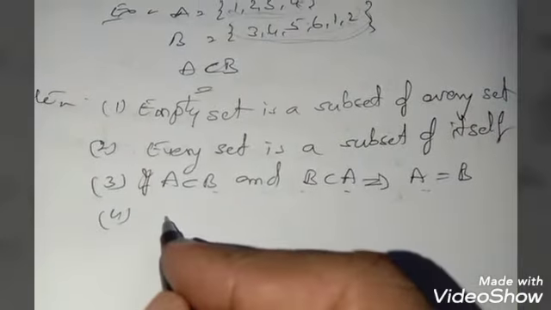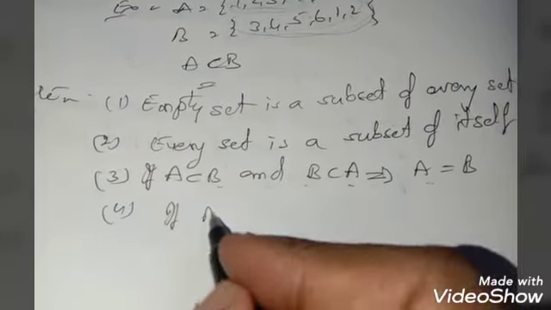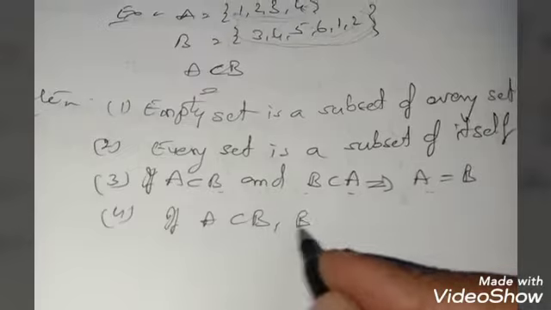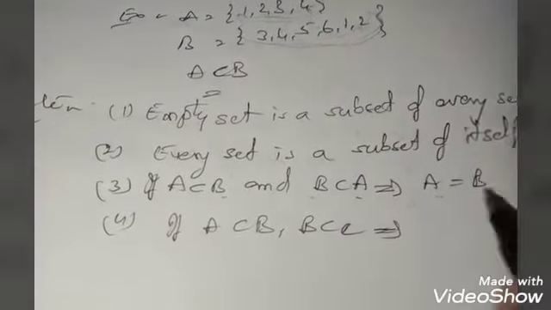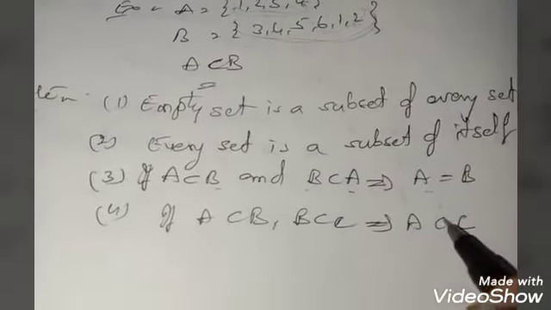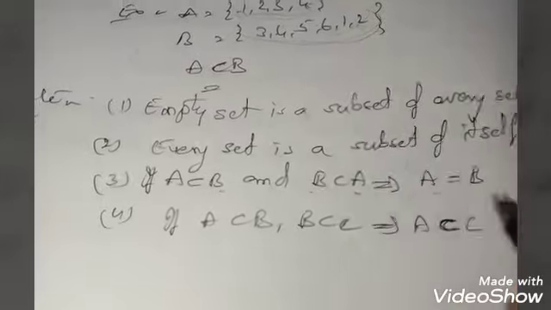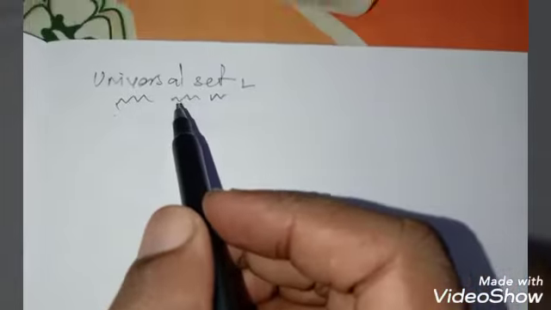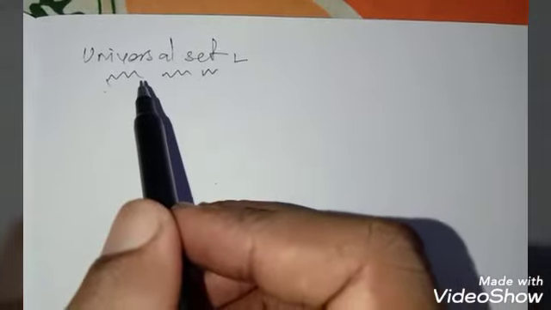Now the fourth one: if A is subset B and B is subset C, then your answer is A is subset C. Clear? In earlier classes we have learned about union of sets, intersection of sets, and difference of sets. Based on that, we are going to learn about what is a Venn diagram.